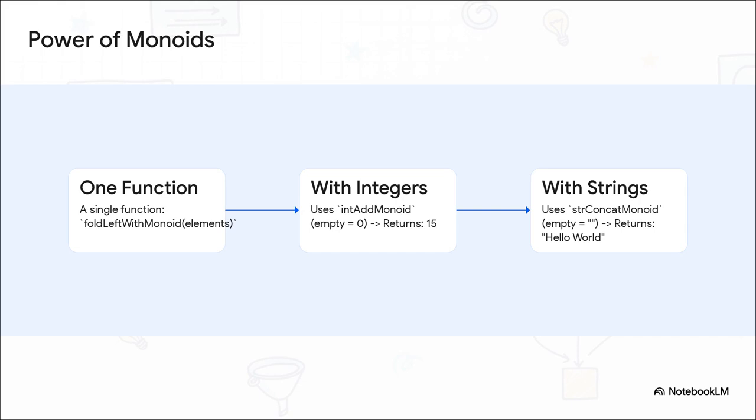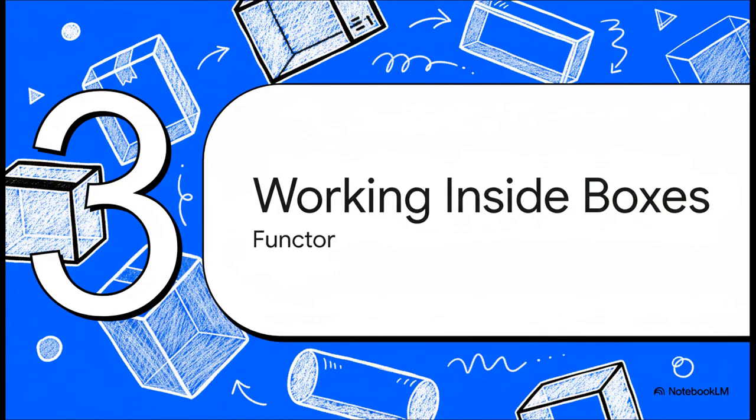This is the magic. We can write a single generic function, let's call it fold left with monoid. When you pass it a list of integers, it automatically finds the monoid for integers and knows to use 0 as the starting point to sum them all up. But if you pass the exact same function a list of strings, it finds the monoid for strings and uses the empty string to concatenate them. One function, multiple behaviors, 0 extra code. That's powerful stuff.